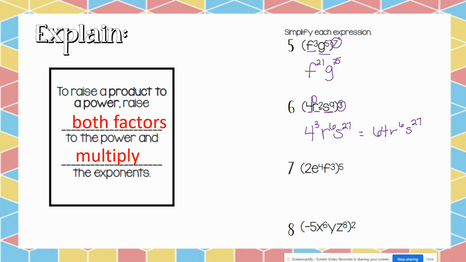Number 7 says 2e to the 4th f to the 3rd, all to the 5th power. Remember that 2 does have an invisible exponent of 1. So we would do 1 times 5, which would be 5. So we would have 2 to the 5th power.